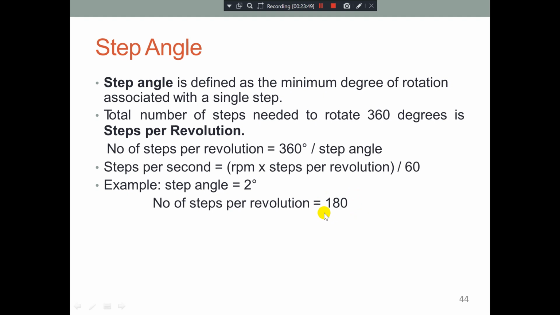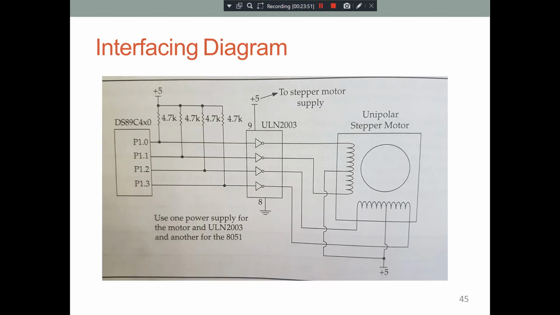Okay, like that. So this is the interfacing diagram of a stepper motor with a microcontroller. This is a microcontroller, the 89C51, and we are using port 1. We use 4 port pins. This is the line driver, the driver IC for driving the motor. We will use ULN2003 for driving the stepper motor. Use one power supply for the motor and ULN driver, and another for the 8051. It is a unipolar stepper motor, so we have 4 coils as I told, and we are going to use a 5 volts power supply.